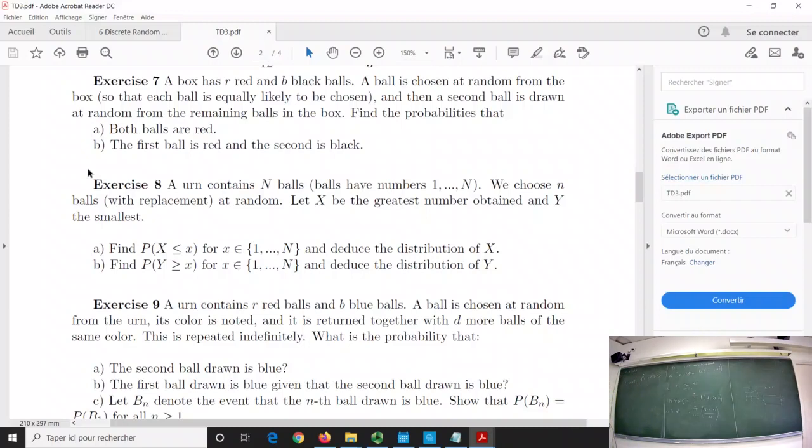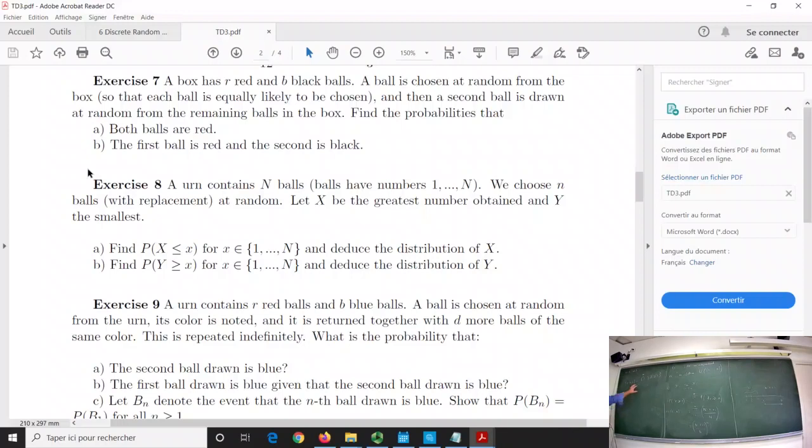Once again, here I have a product with small n terms. What I have inside is a constant, so I will just make the power n appear. Okay? So it's exactly in the same spirit here.